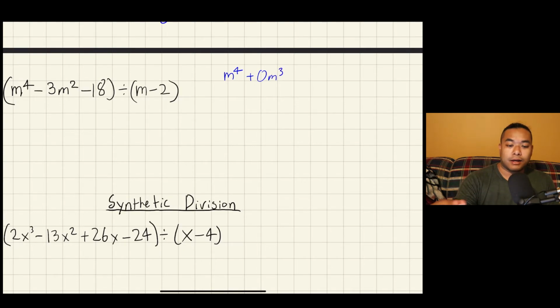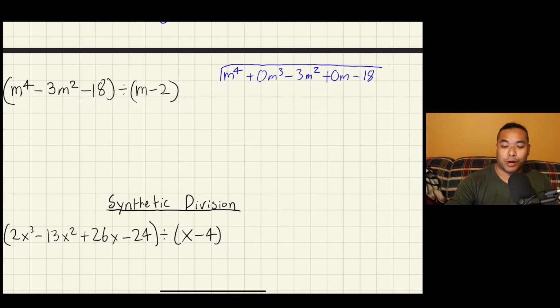And then I have my minus 3m squared. And then between m squared and negative 18, there's something with just an m. But since this is telling me that there is no m term, I just add 0m as a placeholder, minus 18. And you're going to see pretty soon why we need that when we're adding and subtracting. So we're dividing by m minus 2.